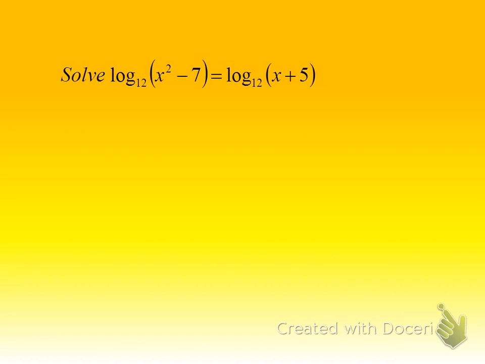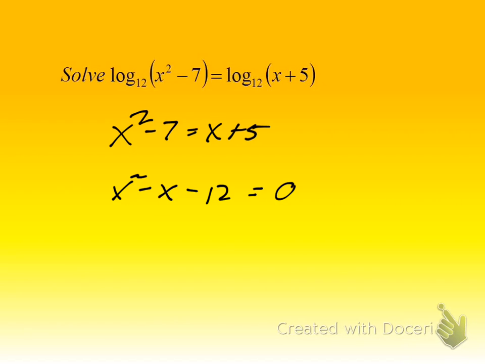Logs on both sides, they're the same bases, same song and dance. Yeah, okay, cool. So x squared minus 7 equals x plus 5. Make this guy equal 0, so subtract x, subtract 5. So x squared minus x minus 12 equals 0. How does it factor? X minus 4, x plus 3 equals 0. So x equals 4, x equals negative 3.